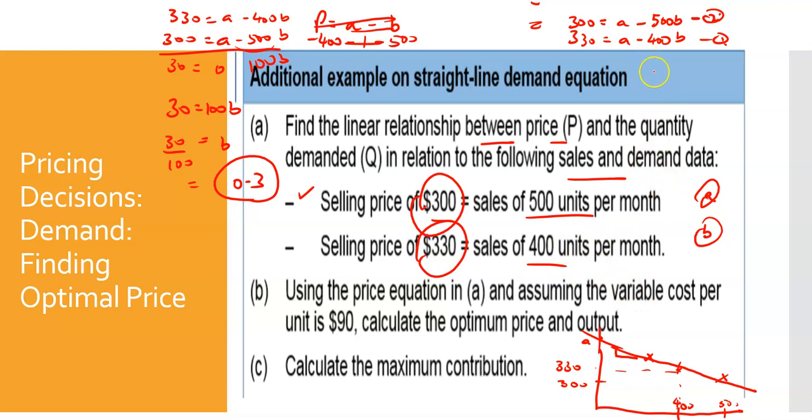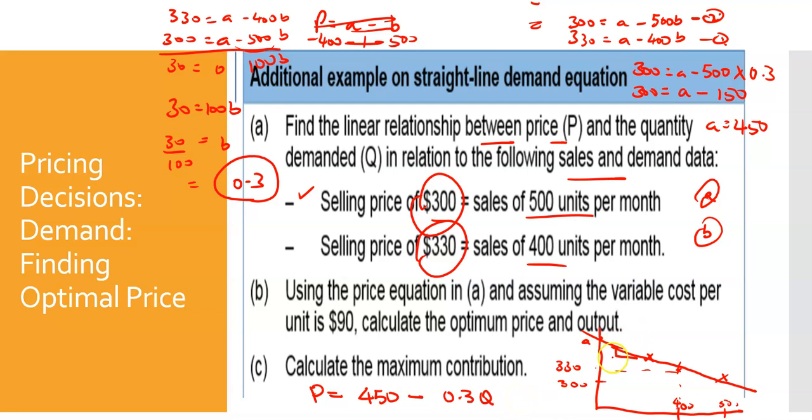Now that I know B, I can find A. So I can go 300 is equal to A minus 500 times 0.3, right? Because B is 0.3. So that means that 300 is equal to A minus 150, because 500 times 0.3 is 150. And that means that A is equal to 450. So now I know what A is, and I know what B is. So the equation of this curve is P is equal to 450 minus 0.3Q.